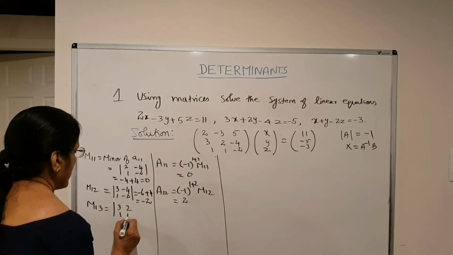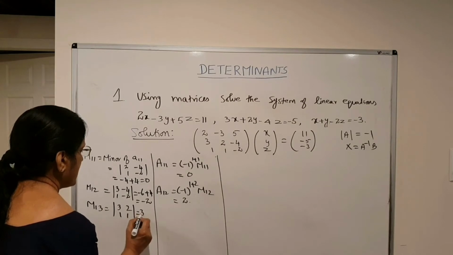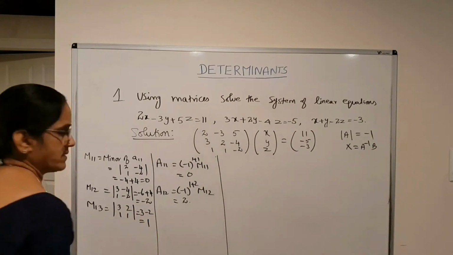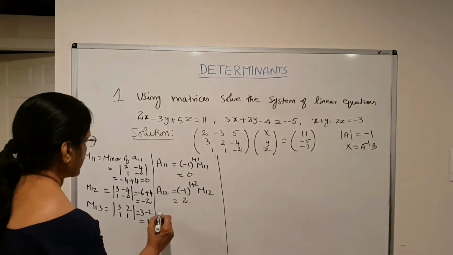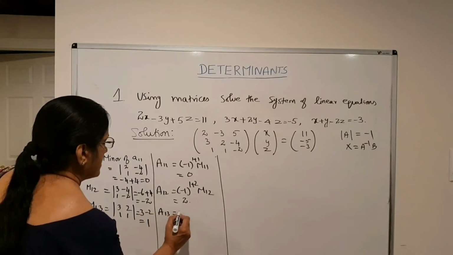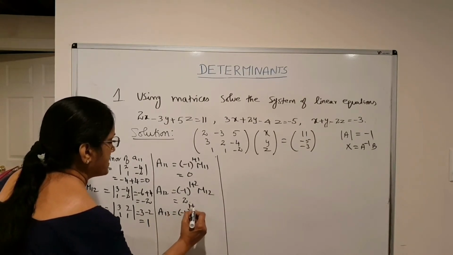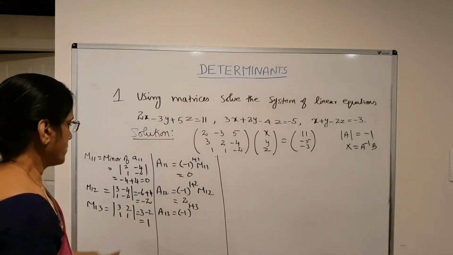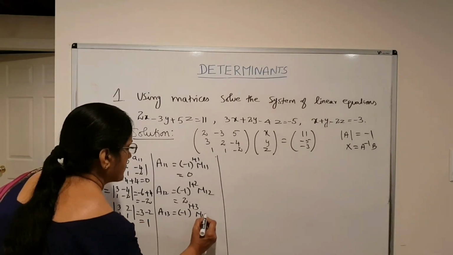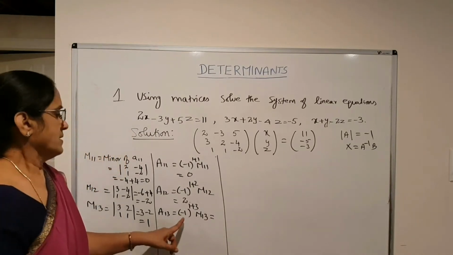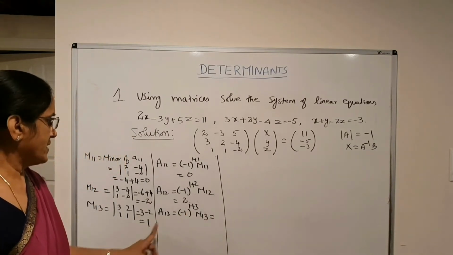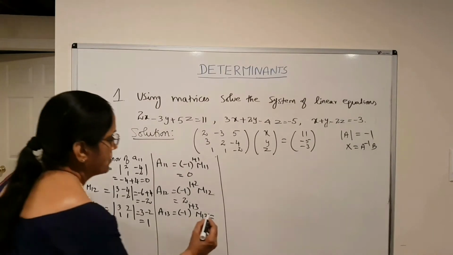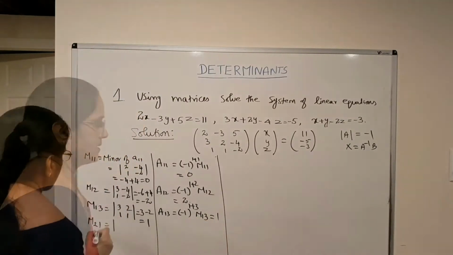3, 2, 1, 1. This is going to be 3 minus 2, which is 1. The corresponding cofactor will be A13, minus 1 to the power 1 plus 3, because i is 1, j is 3, into M13. This is nothing but plus positive 1, and M13 is also 1. So here the value is going to be 1.